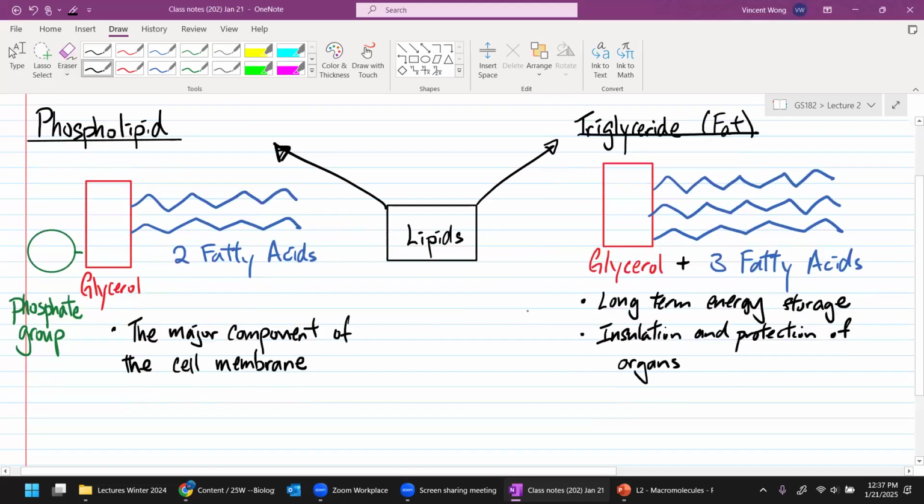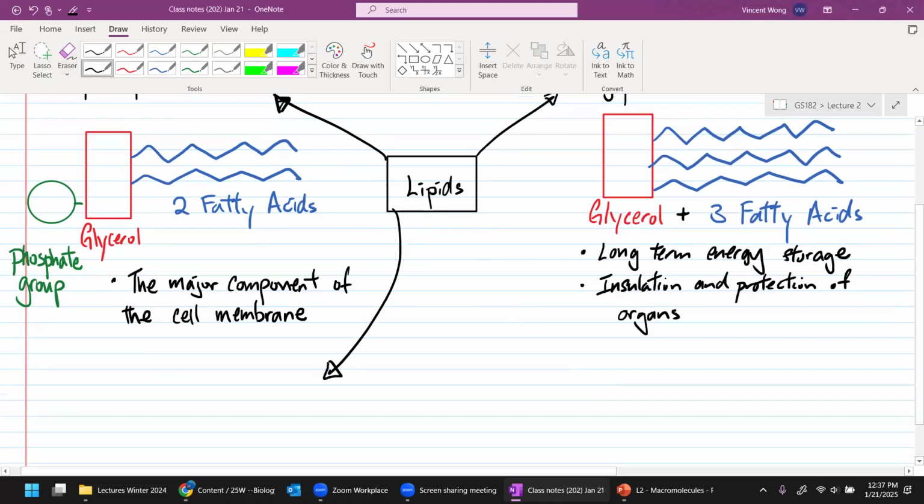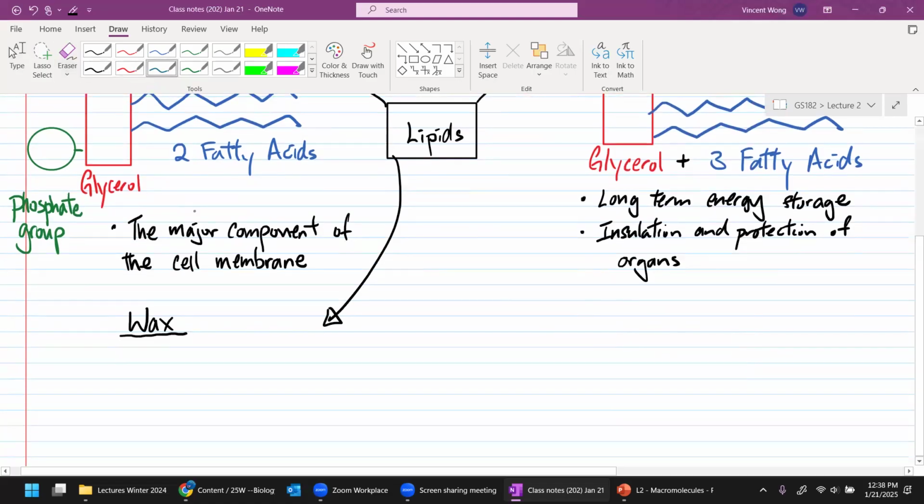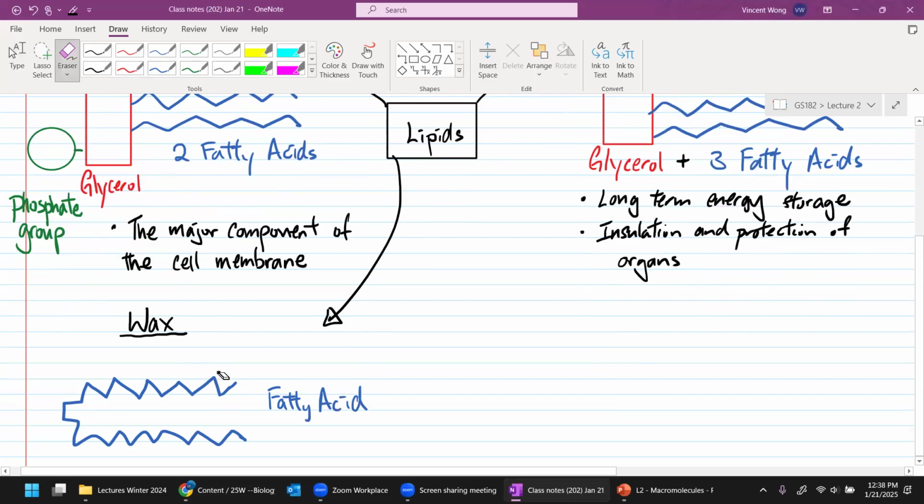Okay, next. We have wax. Wax is like this, okay? Okay, so by now you know what this is, right? What is this thing? Yeah, fatty acid, right? So wax is like a long chain of fatty acid. They could be short or long, doesn't really matter.